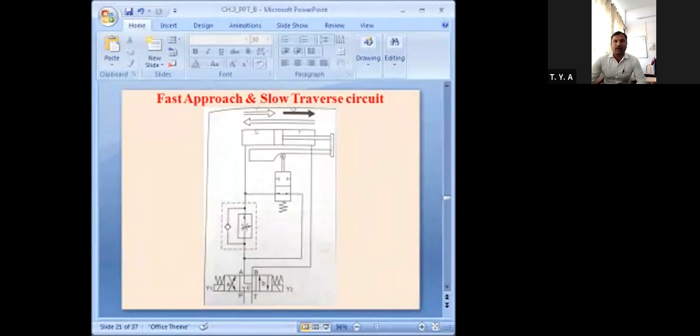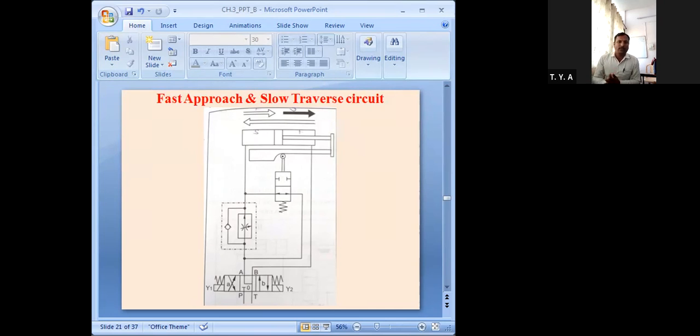In the morning, we discussed the regenerative circuit. Then we went to the sequencing control circuit. In that, we discussed first the travel dependent sequence control, then the pressure dependent sequence control. After that, we discussed the synchronizing circuit, in which we covered synchronizing with mechanical coupling and synchronizing with flow divider valve. At last, we discussed the hydraulic circuit using counterbalance valve.